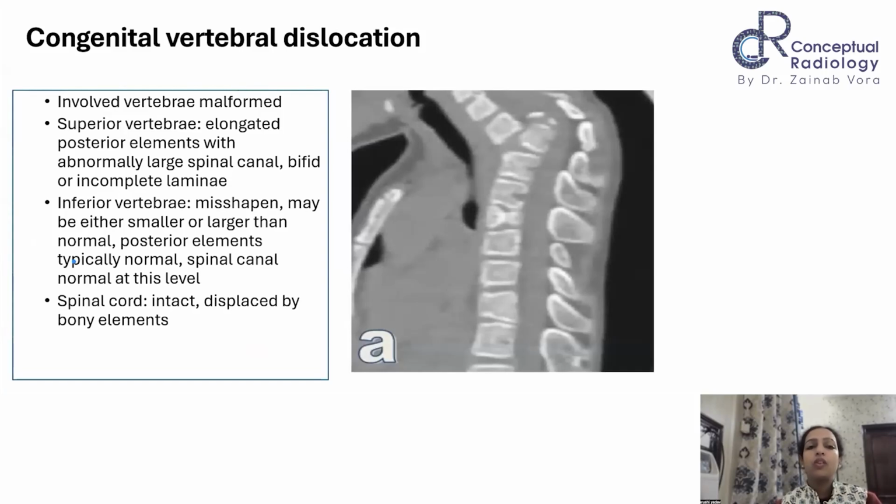This is also known as congenital vertebral dislocation. All right. So the involved vertebrae is malformed and the adjacent vertebrae are also abnormal. You do not need to learn all of these situations. Now, what will happen, larger, smaller, posterior elements. They can present in n number of ways, the superior and the inferior aspect.